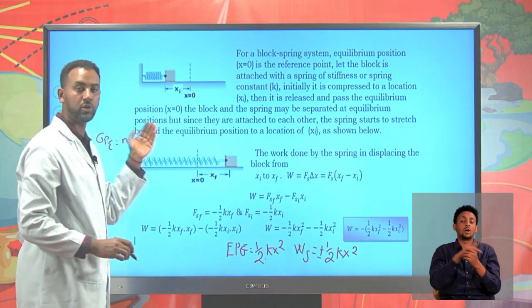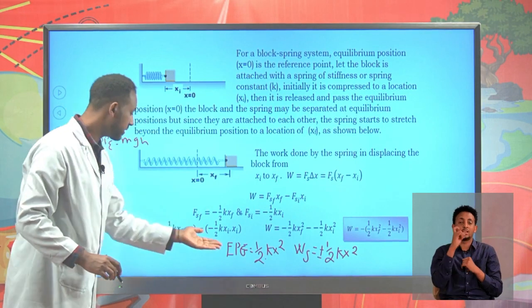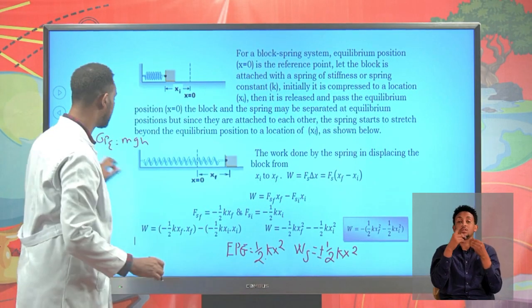Kinetic energy can be given as 1/2 mv squared. And the elastic potential energy can be given as 1/2 kx squared.